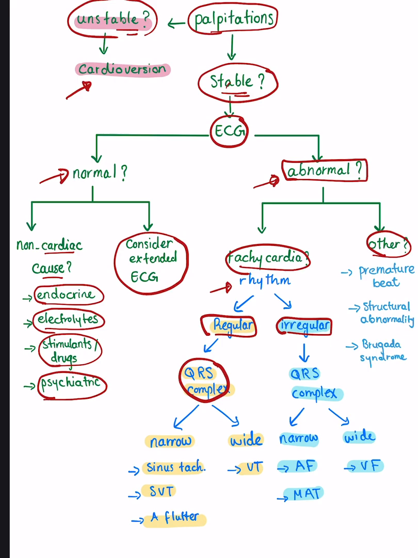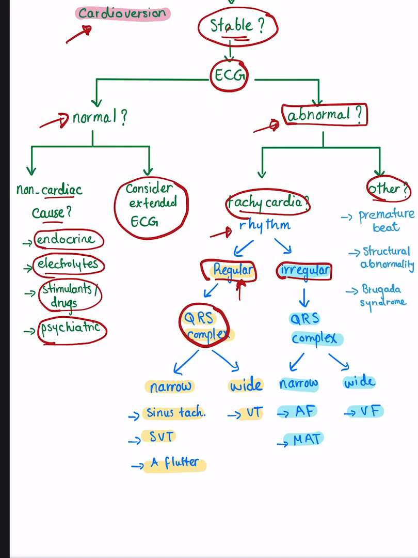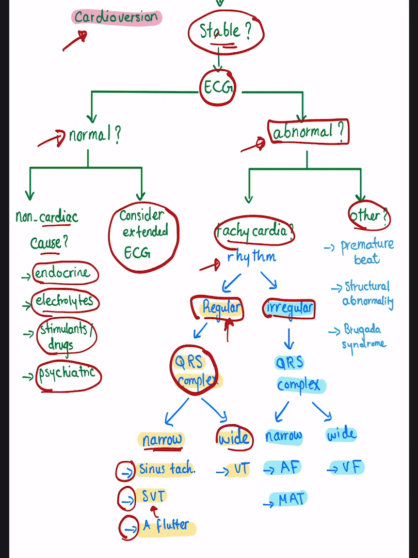Now if you have a regular rhythm and a narrow QRS complex, then think of 3 things. It's either sinus tachycardia, or supraventricular tachycardia, or atrial flutter. Actually, atrial flutter is a type of supraventricular tachycardia. So you can think of these main 3 things, and we will discuss them more in depth later on. If you have a wide QRS complex, you can think of ventricular tachycardia, but the rhythm is regular.